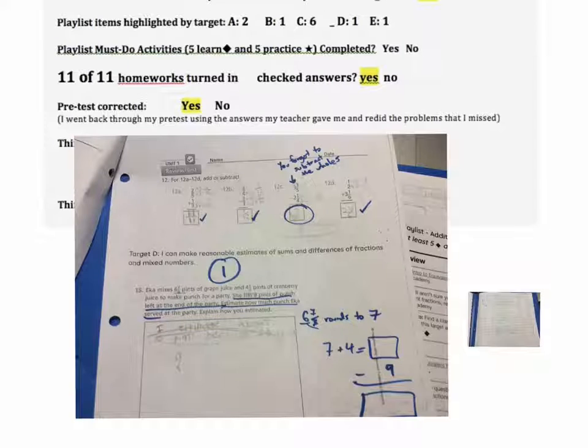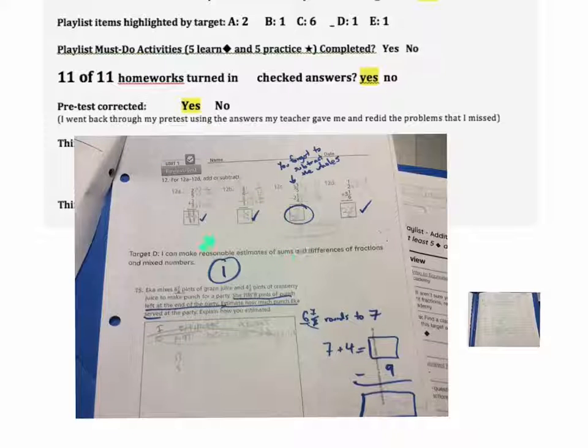So next you will see the pre-test corrected yes or no. So at the very beginning of the unit, the students took a pre-test. It looks a lot like the post-test that they take at the end of the unit, but the numbers are obviously different. And so that first pretest is mostly for me so that I can see where they're starting from and sort them into small groups so that I can reach every student who needs help.